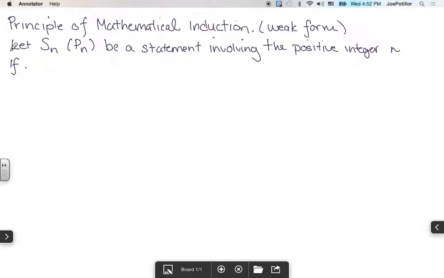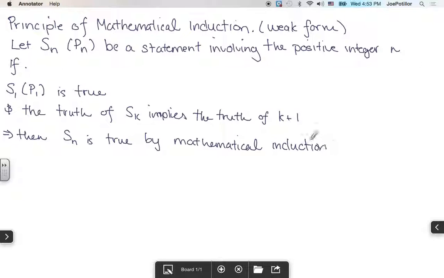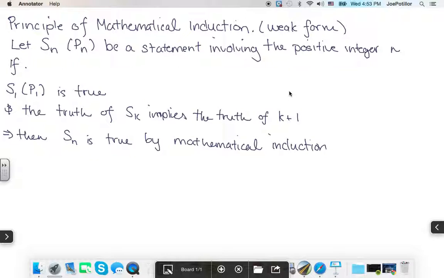If S of 1 or P of 1 is true, and the truth of S sub k implies the truth of k plus 1, then S of n is true by mathematical induction. So it sounds really complicated, but it's actually not that painful.